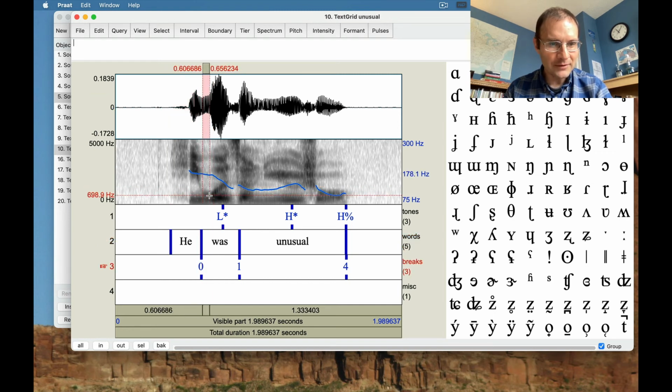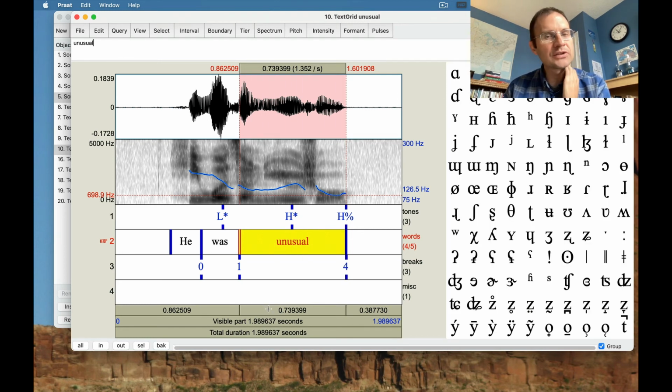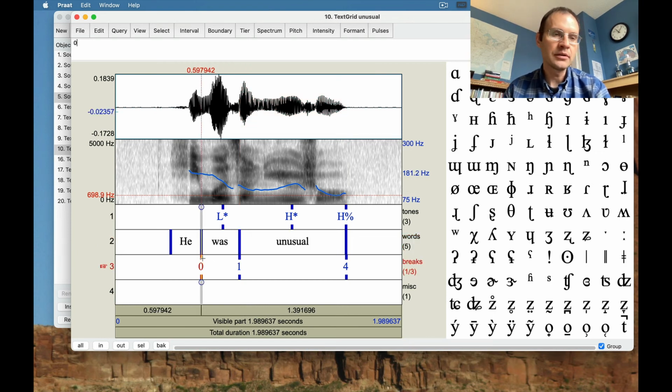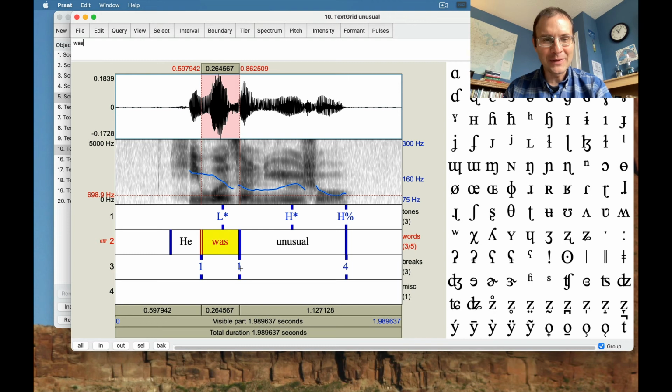This is the wa bit. All right, so we got "he was unusual." Unusual. Unusual. All right, so what's going on here? Again, I would change this to a 1. So you can hear the E at the end of "he." It sounds like an E. This sounds like a W at the beginning of "was." Right, so we don't have to worry about that. We got 1, 1. We got a 4 at the end here because it's the whole intonational phrase.